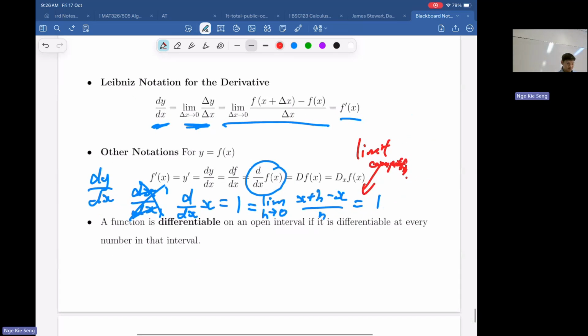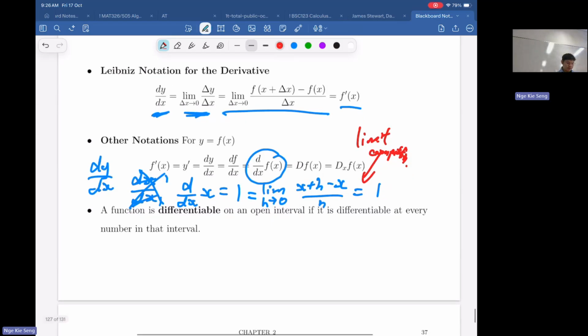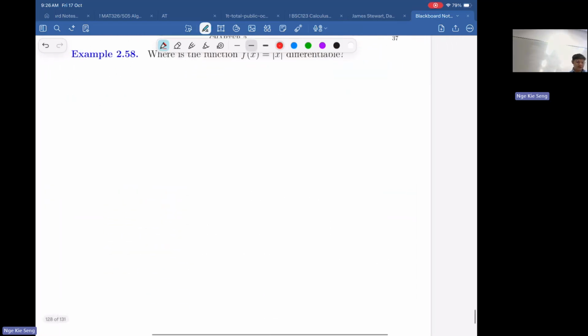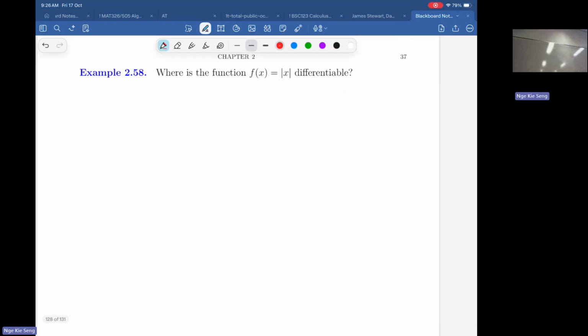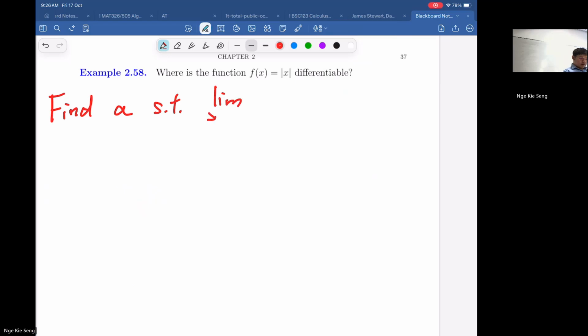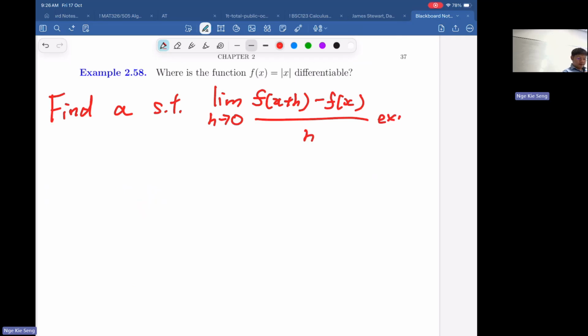So a function is differentiable on an open interval if it is differentiable at every number in that interval. Okay, so where is this function differentiable? So the question is we want to find a such that the limit as h goes to 0 of f(x plus h) minus f(x) over h exists. We want to find all these points here.